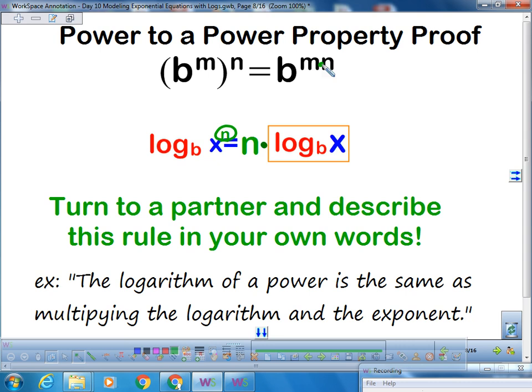We're going to bring it out in front because we say, look, they're both exponents, right? That's what we use logarithms for. We turn them into exponents. Your b is your base.